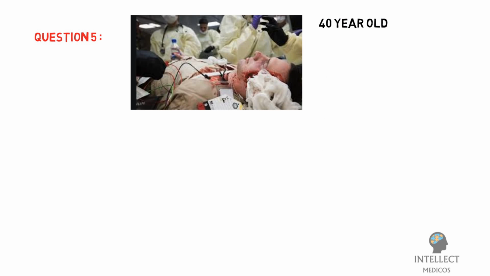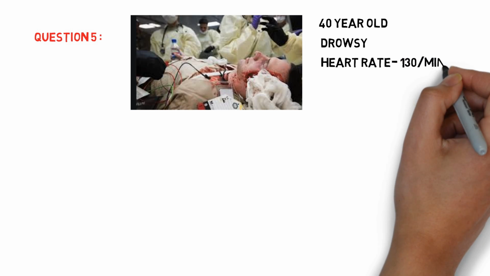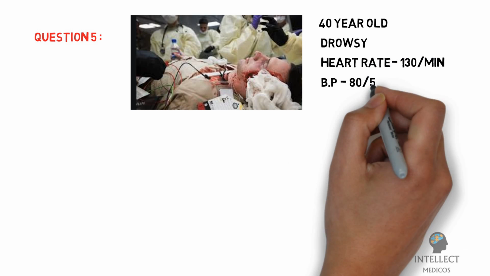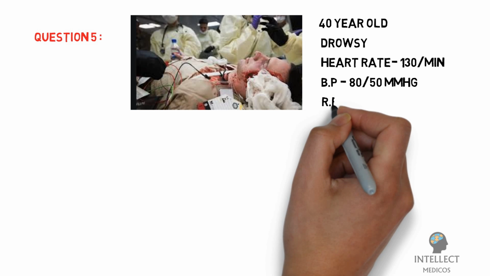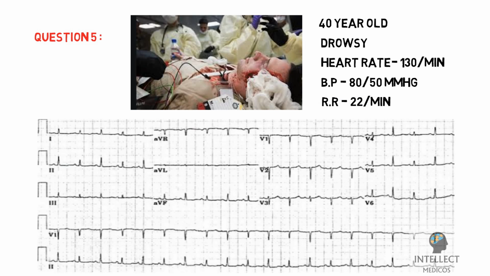A 40-year-old male was rushed to emergency after his car accident. Patient is drowsy, heart rate is 130 per minute, blood pressure 80 by 50 millimeters of mercury, respiratory rate 22 per minute. An ECG was done. What is the abnormality in this ECG?